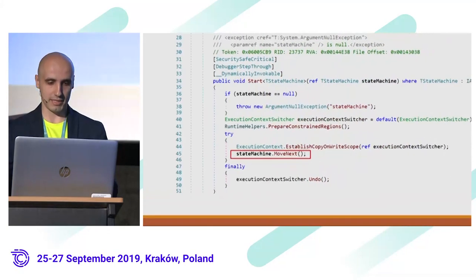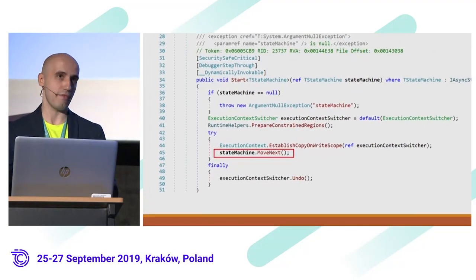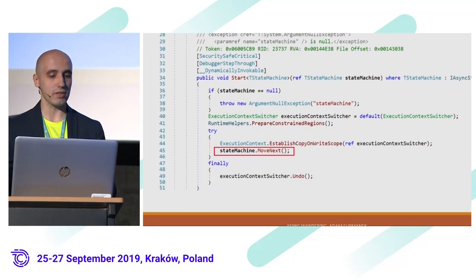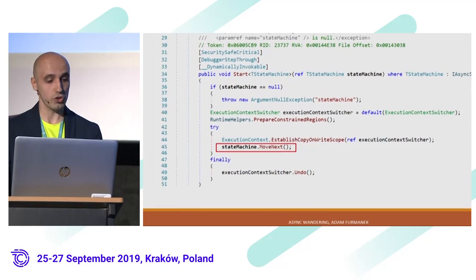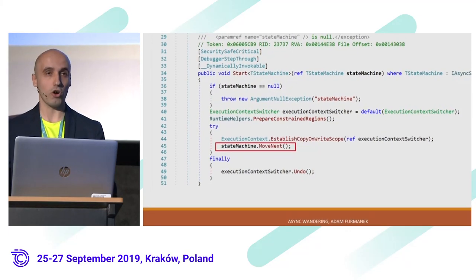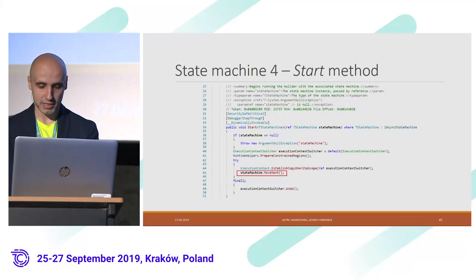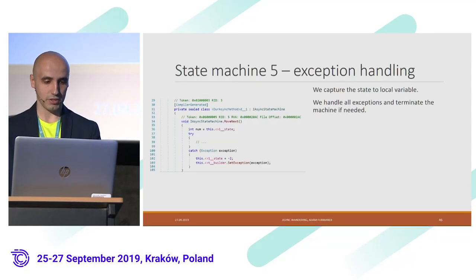Like we noted, we call the start method. And what the start method does is call the state machine's MoveNext. And this is where the whole async await magic happens. So let's see MoveNext under the hood.